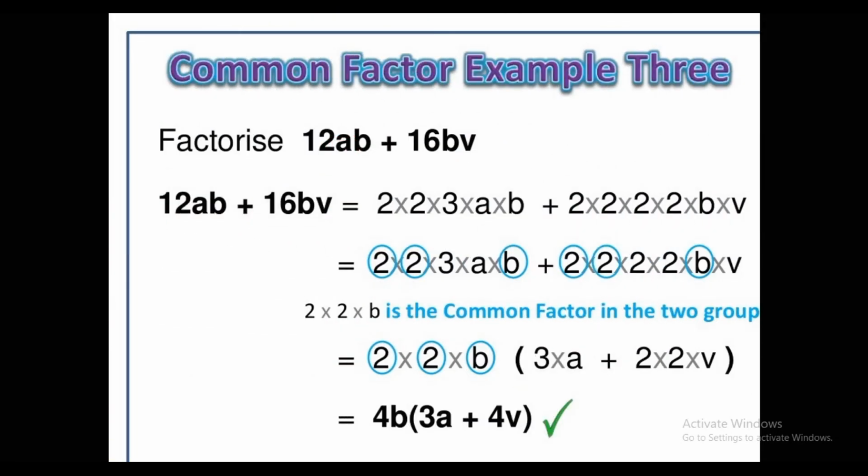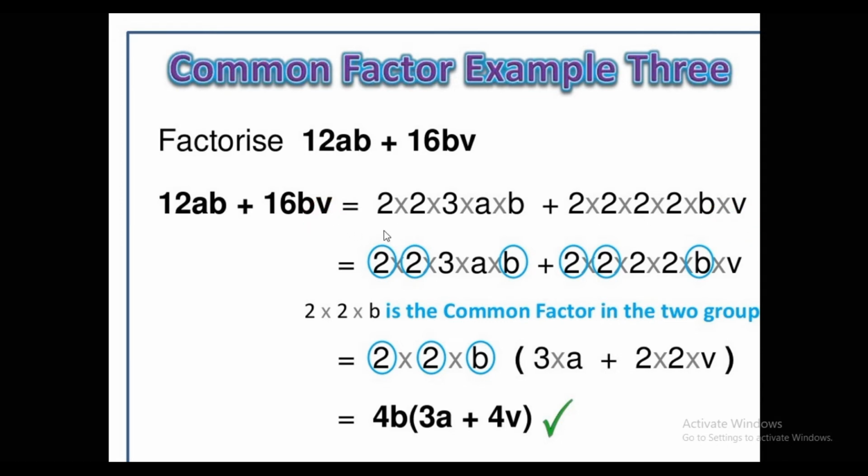12ab plus 16bv. In the first example, we only took just the numbers, but this time we will also take the algebraic expressions, because we will find another Jomos Bhai, not only in the numbers but also in the algebraic terms. Okay, so 12ab, expressing it into prime factors. 12 can be written as 2 into 2 into 3, and ab can be written as a into b. Okay, 16bv, 16 can be written as 2 into 2 into 2 into 2 in the simplest structure. Then bv, which is b into v.